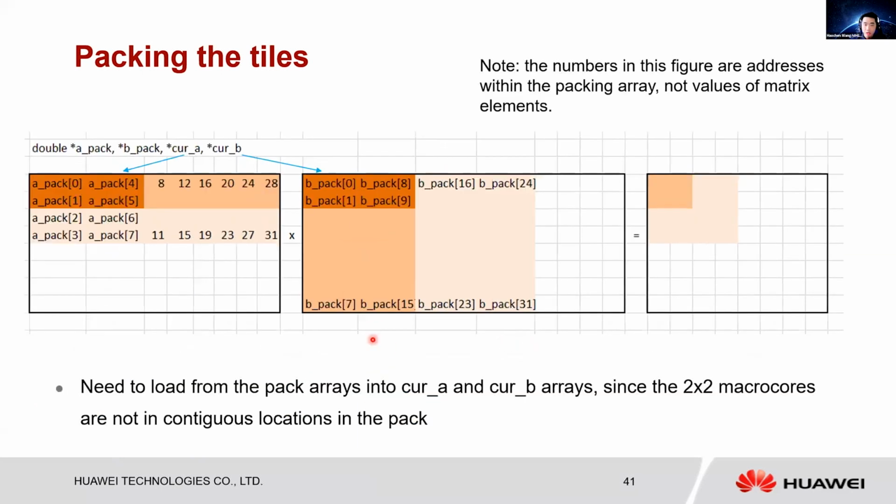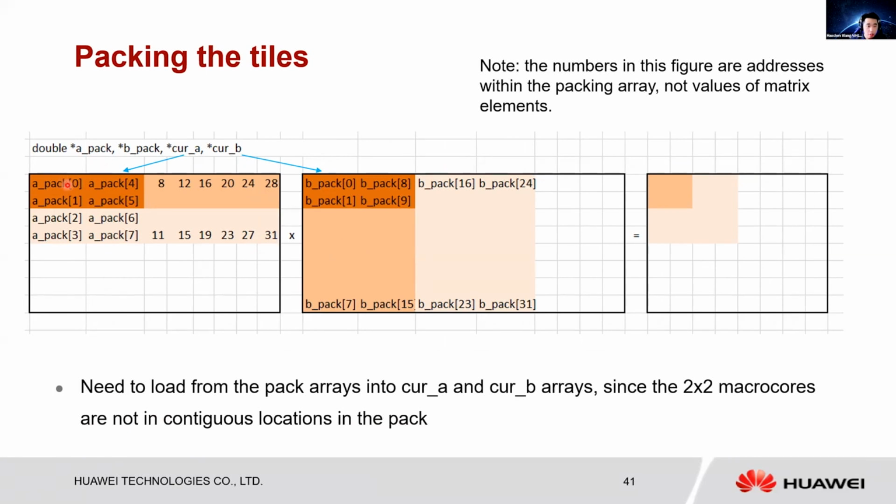All right, but there's an issue. So when we're packing the upper half of the first matrix into double A pack as an array, what if we just pack it in simple column major order?